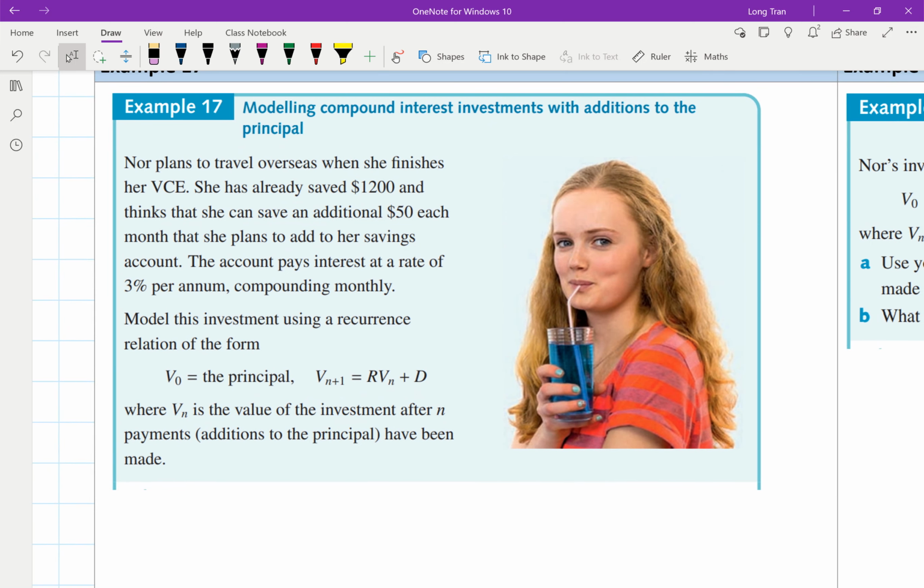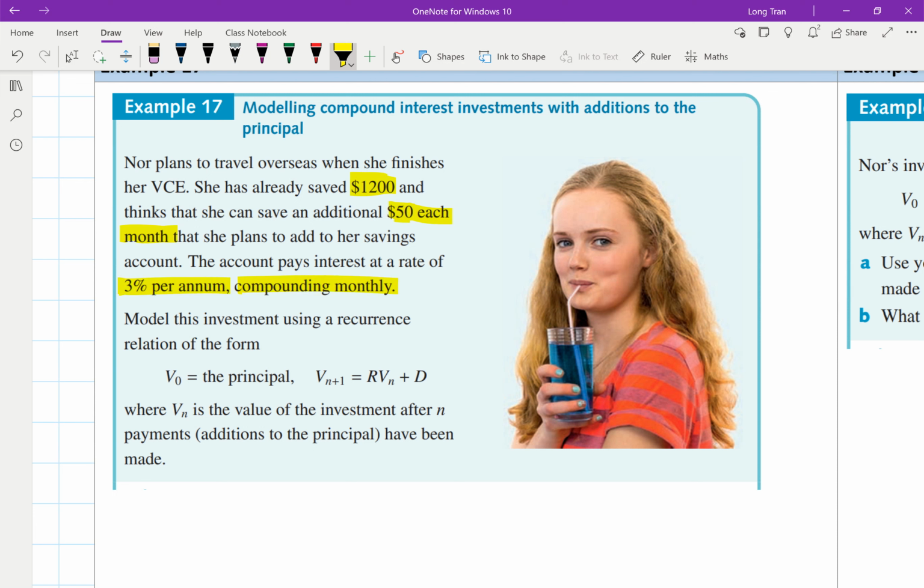It says, Nor plans to travel overseas. When she finishes her VCE, she has already saved $1,200 and thinks that she can save an additional $50 each month. So it seems like each month she has a plan of adding more money to the current $1,200 that she already has, and she plans to put her savings into an account. Now that account pays interest at a rate of 3% per annum, compounding monthly.